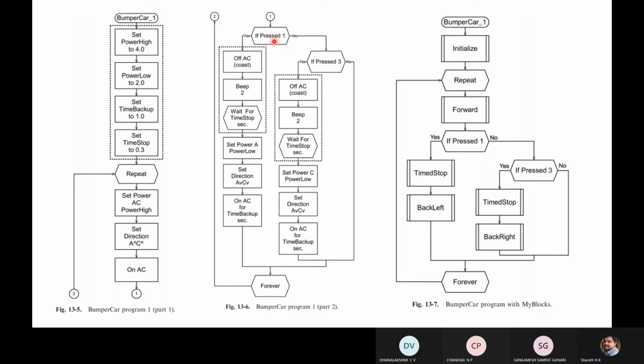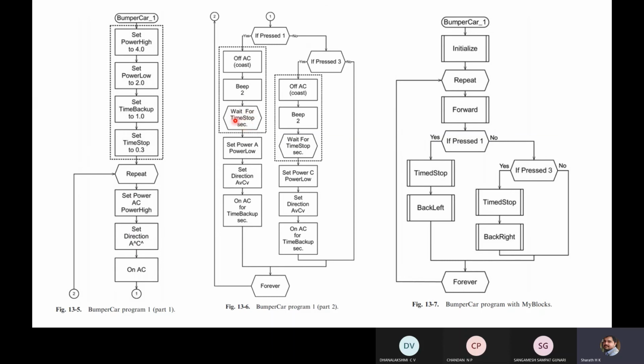If pressed 1, that means when it receives a signal from sensor 1, where sensor 1 is placed on bumper 1 and sensor 3 is placed on another bumper. So there are two bumpers on the robot, on the right side and on the left side. When one bumper touches the object, immediately motors A and C will be switched off. After switching off the motors, there will be a beep sound. Then wait for time stop.